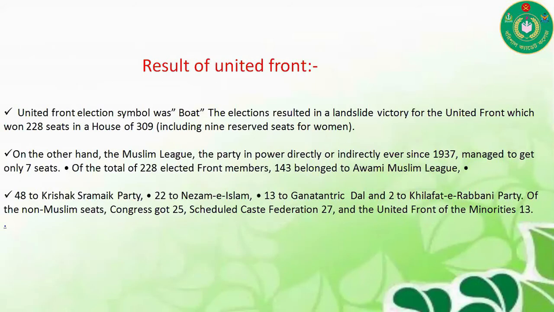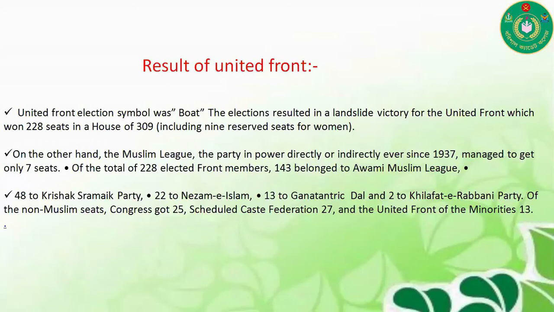Friends, now the result of the United Front. The United Front's election symbol was the boat. The elections resulted in a landslide victory for the United Front, which won 236 seats in a house of 309, including 9 reserved seats for women. And at the time, the Muslim League got only 9 seats.